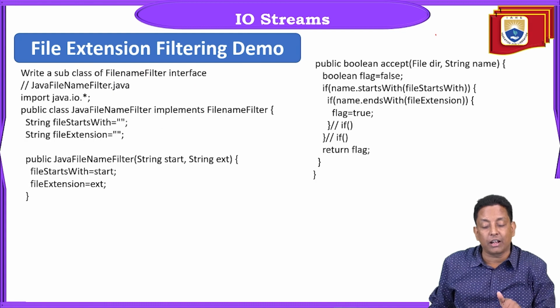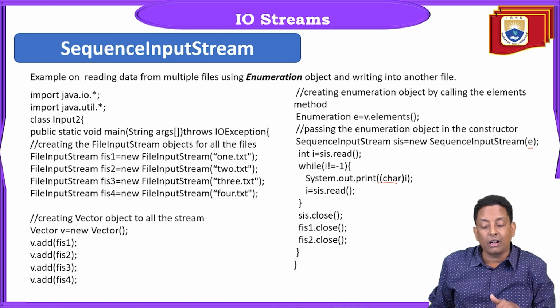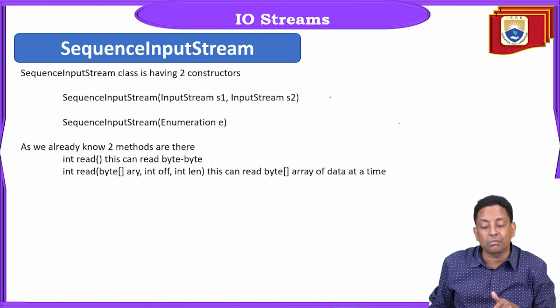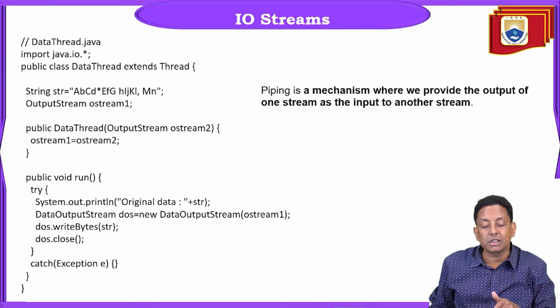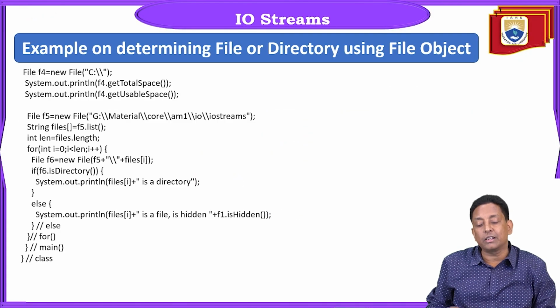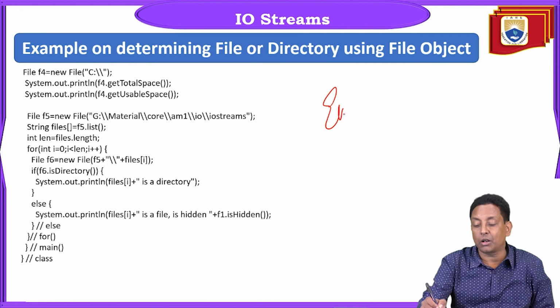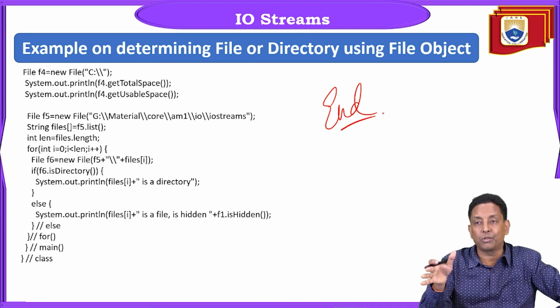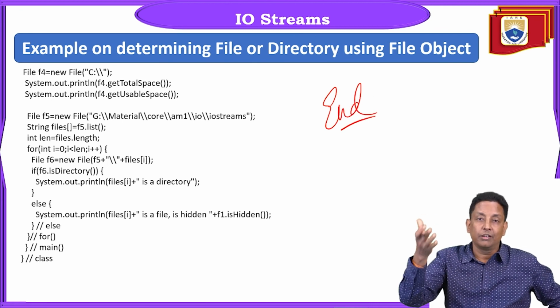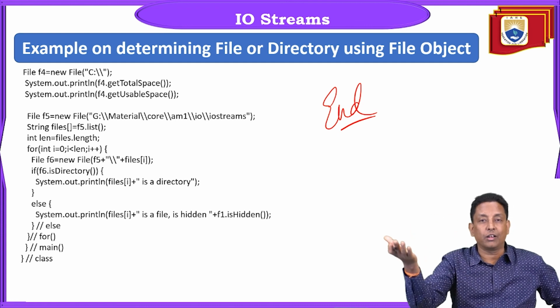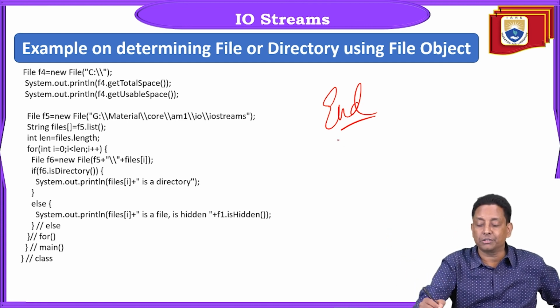This is the file filtering example. The next one is the SequenceInputStream example, and this is the PipedInputStream example. Here ends the topic of PipedInputStream, PipedOutputStream, SequenceInputStream, FilenameFilter and File object demonstration.